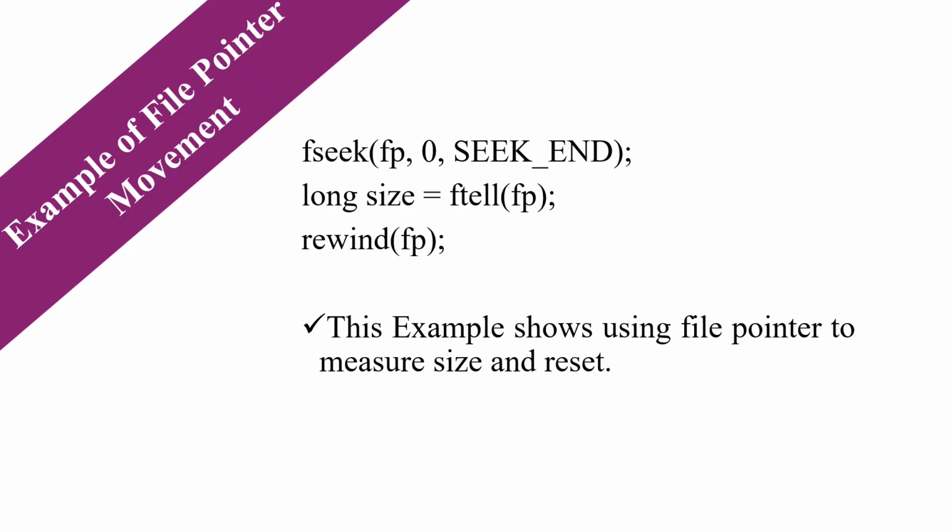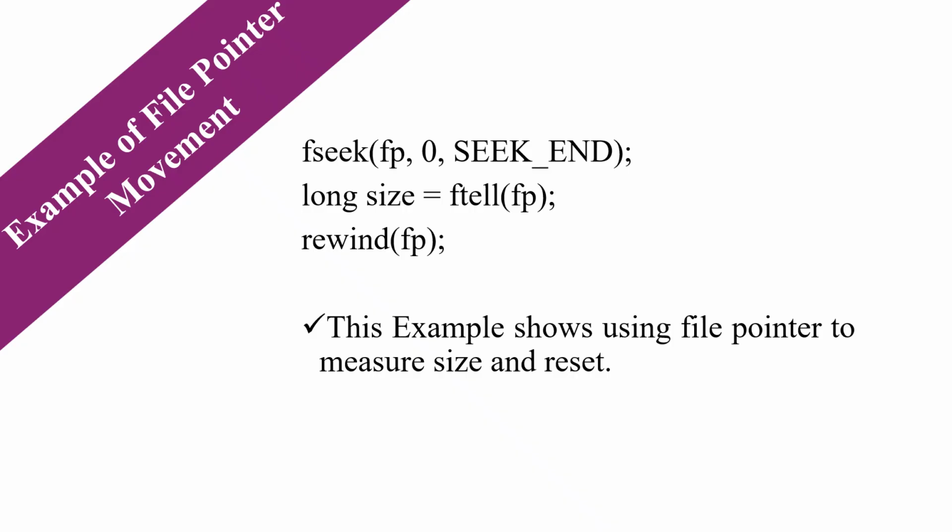And the next one is long size = ftell(fp). Here ftell checks the pointer's current position and stores it in the variable size. This gives us the size of the file in bytes. It's like asking, where am I right now, and the answer is how big the file is.